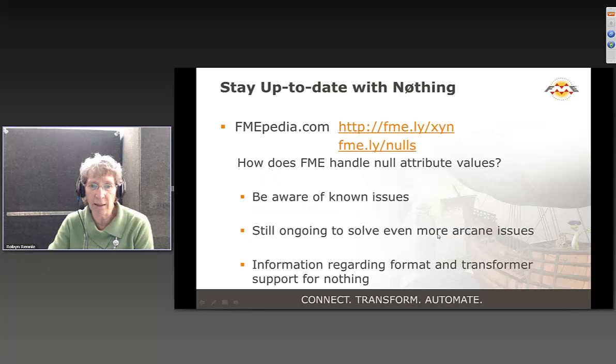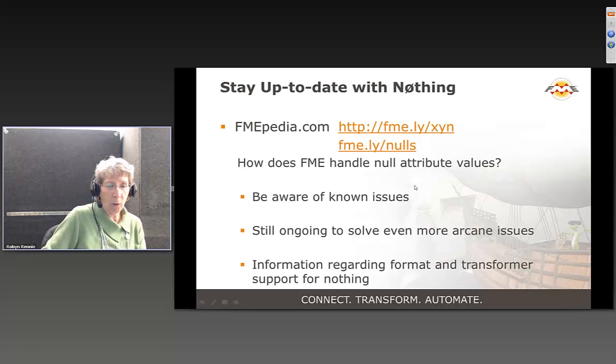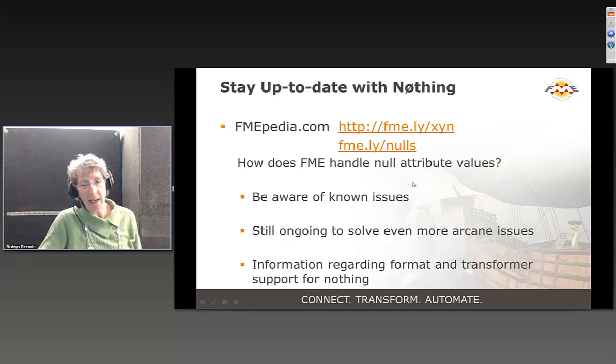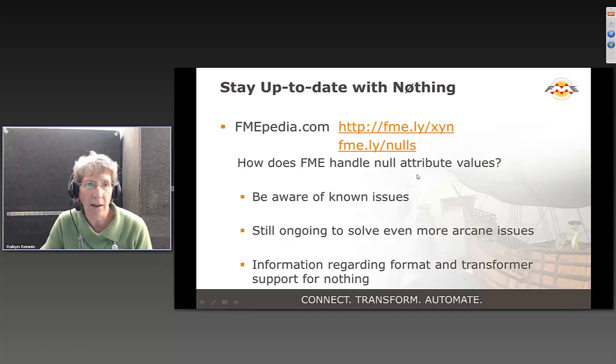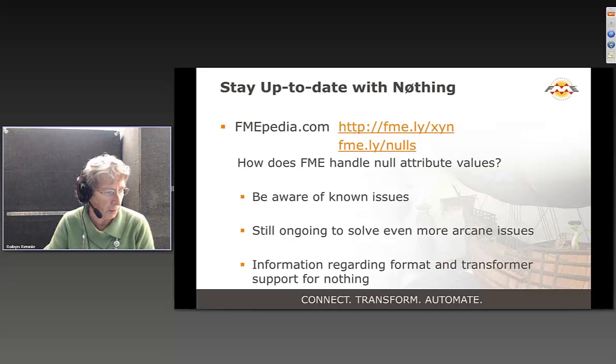In addition, as we continue this work, we're still solving additional problems. One of them is that in the attribute expression evaluator, we were changing null values back to empty strings. But in FME 2015, in that beta, that's now being worked on and has been resolved. So keep up to date. And then the other link here is to the FME Evangelist, where we've written an article about our null support.